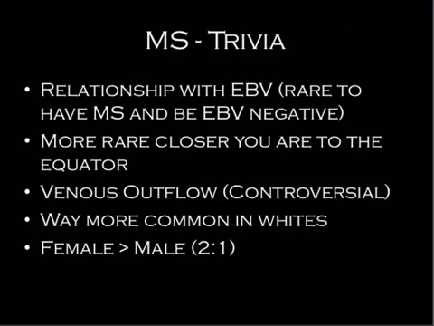Few things that are testable with regard to trivia. There is a relationship with EBV, Epstein-Barr virus. It's actually rare to have MS and be EBV negative. There's a sunlight thing. It's actually rare the closer you are to the equator, so more sunlight is protective, less sunlight is somehow high risk.